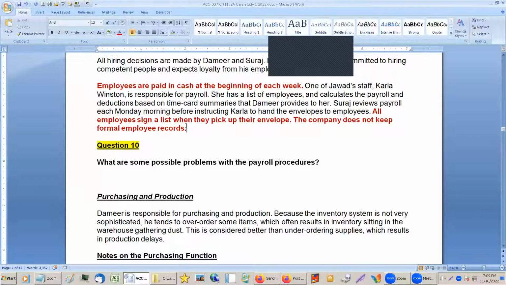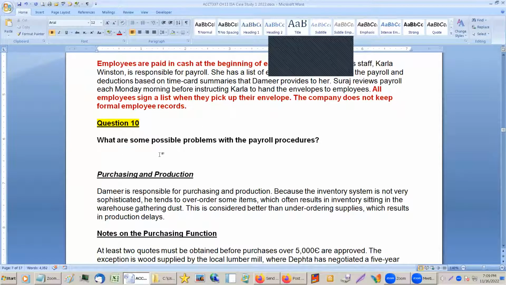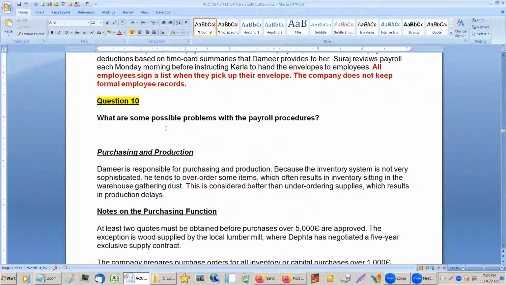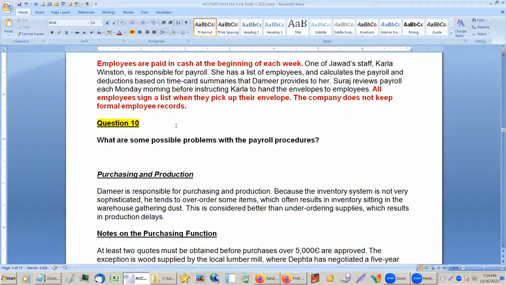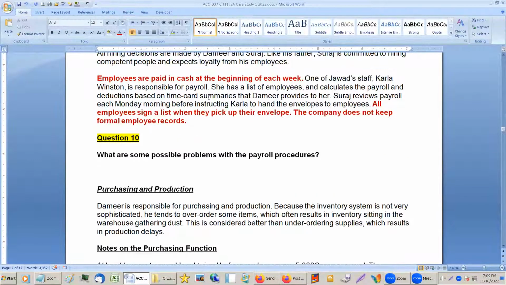Now, as an auditor, you might look at that and say, well, I really think you ought to keep the records, but yeah, it does have some problems here. As an auditor, what would be the problem that would come to your mind immediately? That they're paid in cash and there's no records kept. Employee records, I should say.